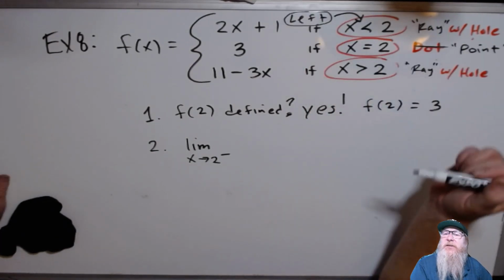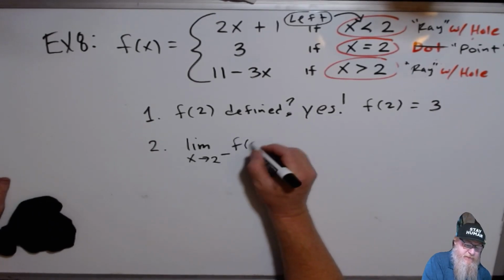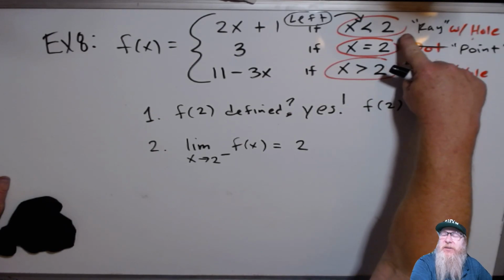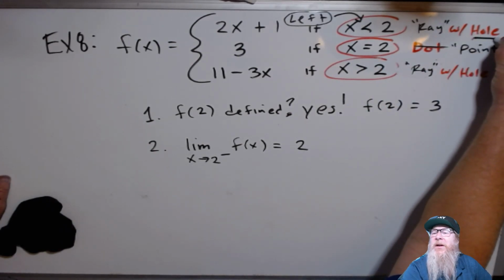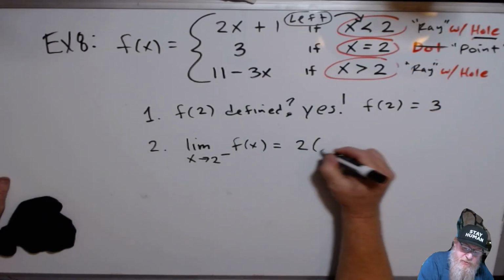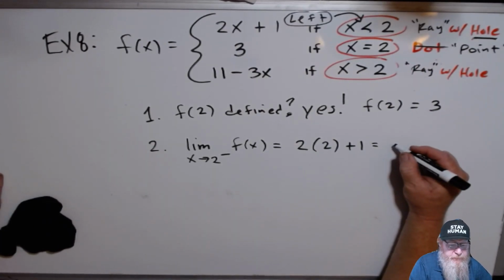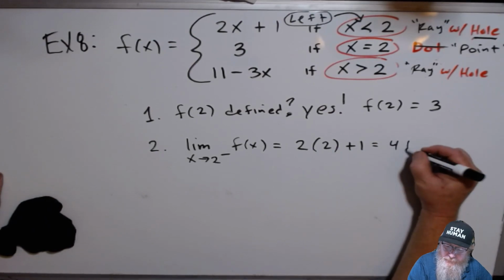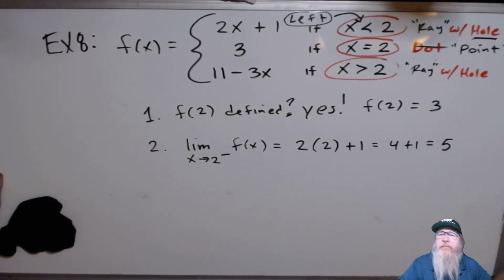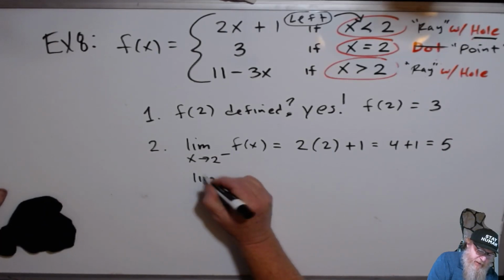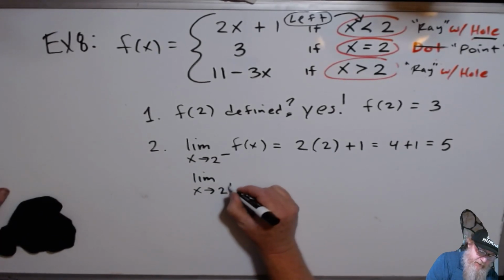Yeah, less than 2, so that's the left side. Now again, even though it's less than 2, it's a hole, so I can plug in 2 to determine the coordinates of the hole. So I get 5. All right, how about the other side, the right side?